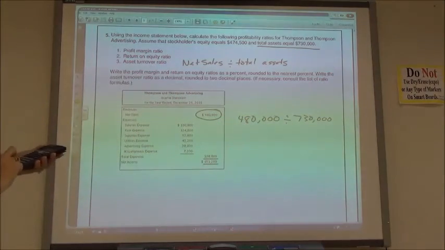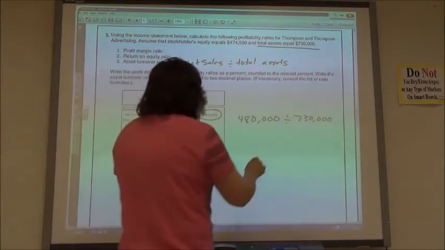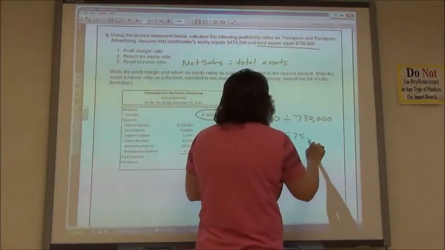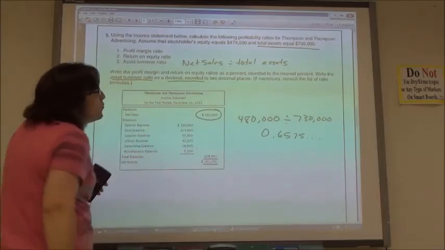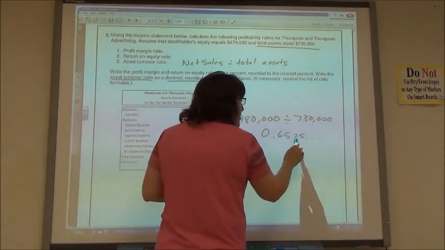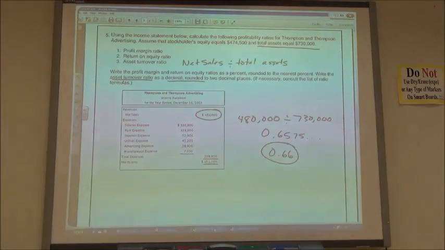So 480,000 divided by 730,000 gives me 0.6575, so forth. And on the asset turnover ratio, we want to leave that as a decimal, round it off to 2 decimal places. Since there's a 7 behind there, we're going to write it as 0.66 then. So again, our profit margin ratio, we got 32%. Our return on equity ratio, we also got 32%. And then the asset turnover ratio, the decimal, 0.66.